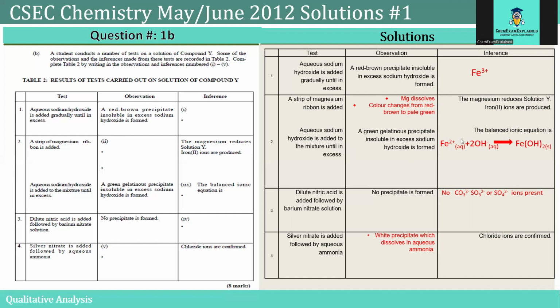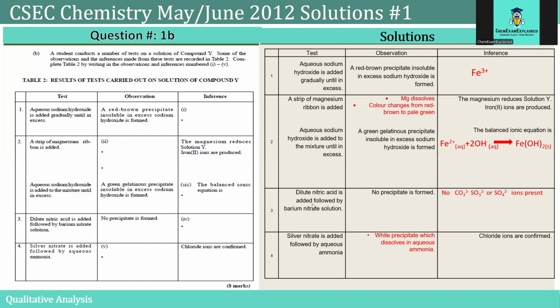And so we can write the balanced equation that we go from Fe2+ aqueous along with the OH- ions from sodium hydroxide to produce iron 2 hydroxide, which is a solid, and that is why it is a precipitate. So this is your green precipitate.